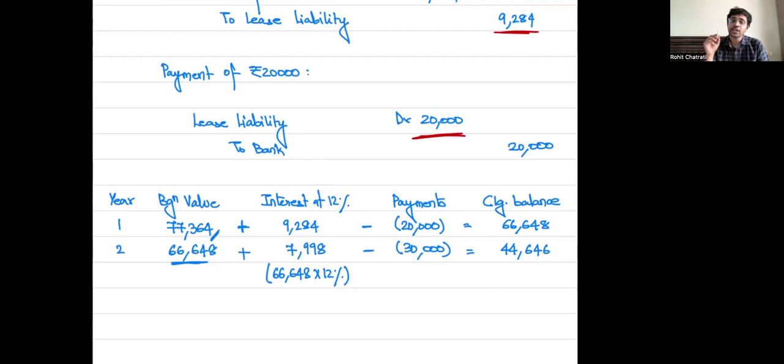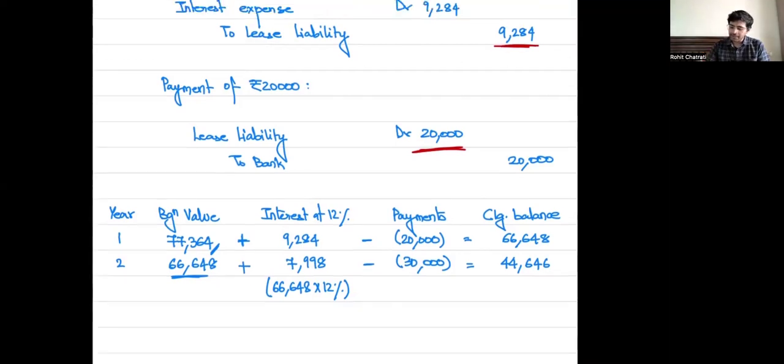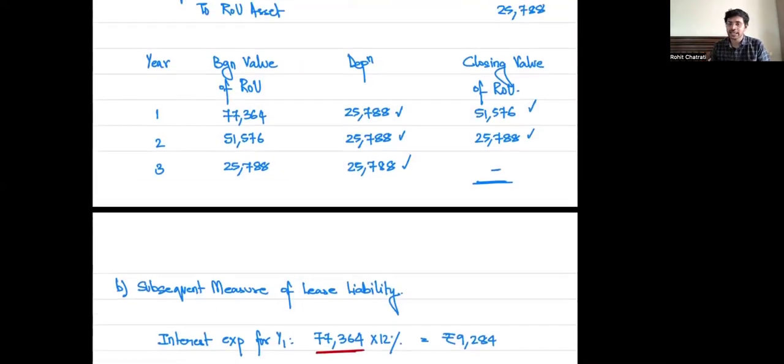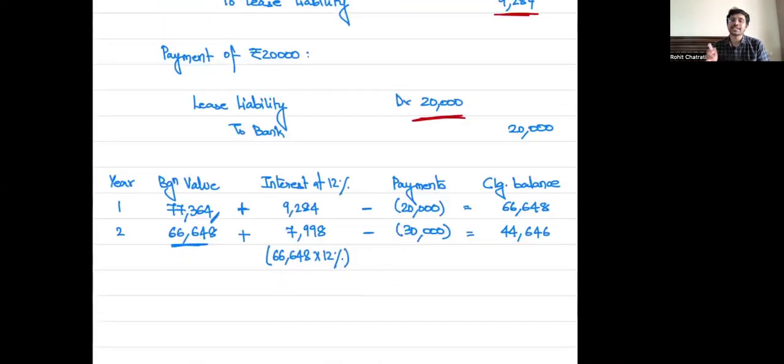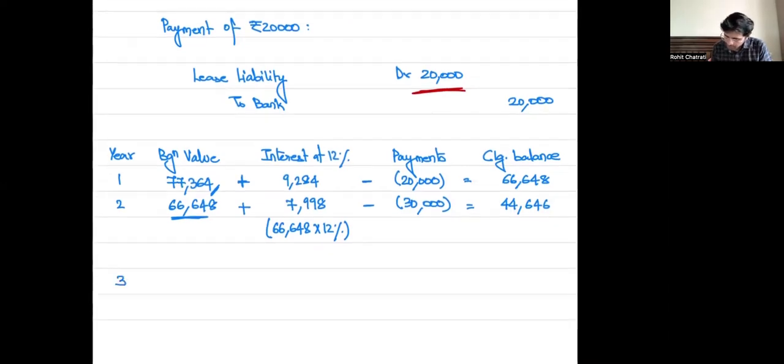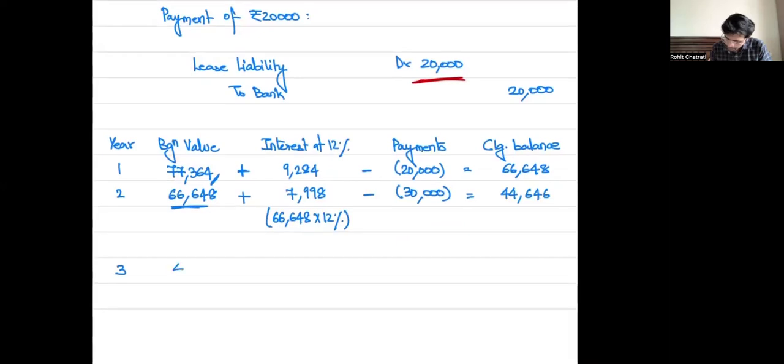Remember, what is going into the P&L account is depreciation in case of ROU asset, and we are also recognizing interest expense in the P&L account. What is going to P&L account in each year is the depreciation and the interest: depreciation on ROU and interest on lease liability. Now the closing balance for year two will become the beginning balance for year three, and I'm plotting down 44,646 as the beginning value for year three.